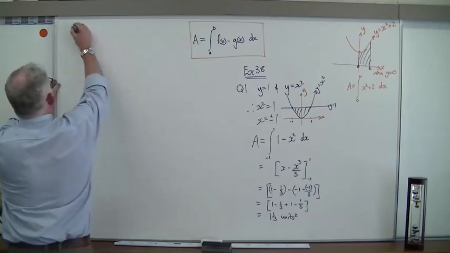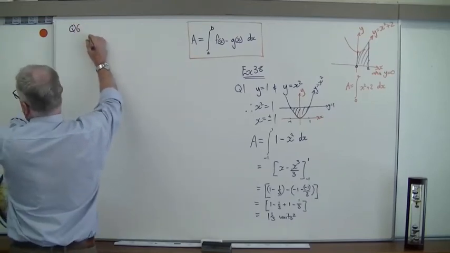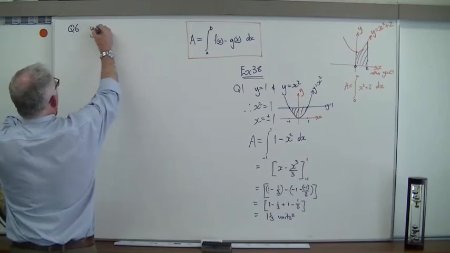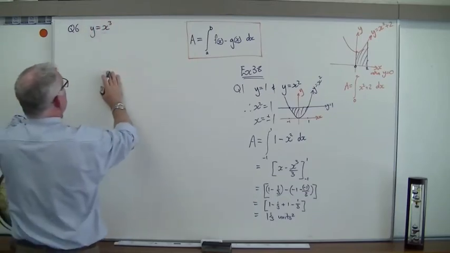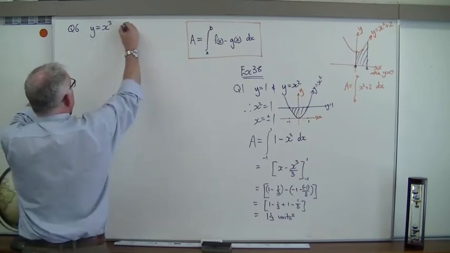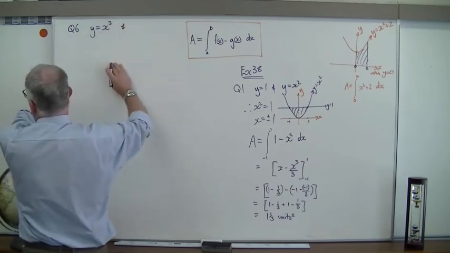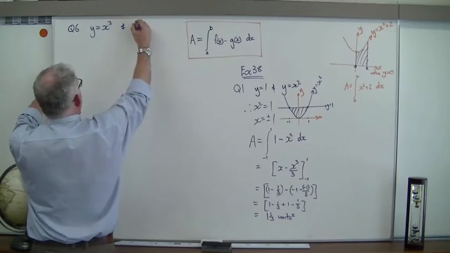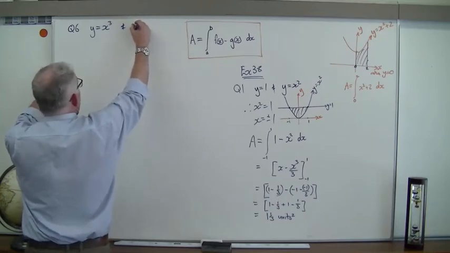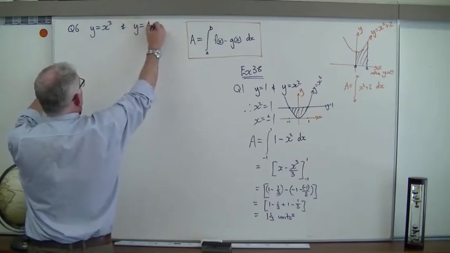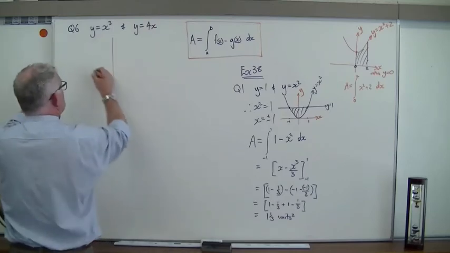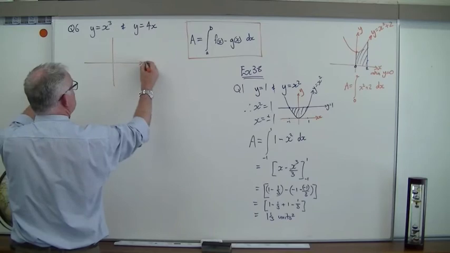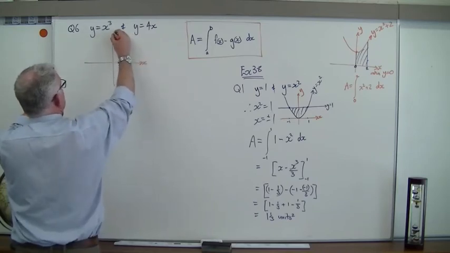What's another? Oh, here's a good one. Question 6 is a good one. It's incrementally more difficult than the first one. So we've got this curve y equals x cubed, and also we've got to find the area between that and this curve, y equals 4x. And at this stage, I expect that you can immediately draw both of these curves roughly.